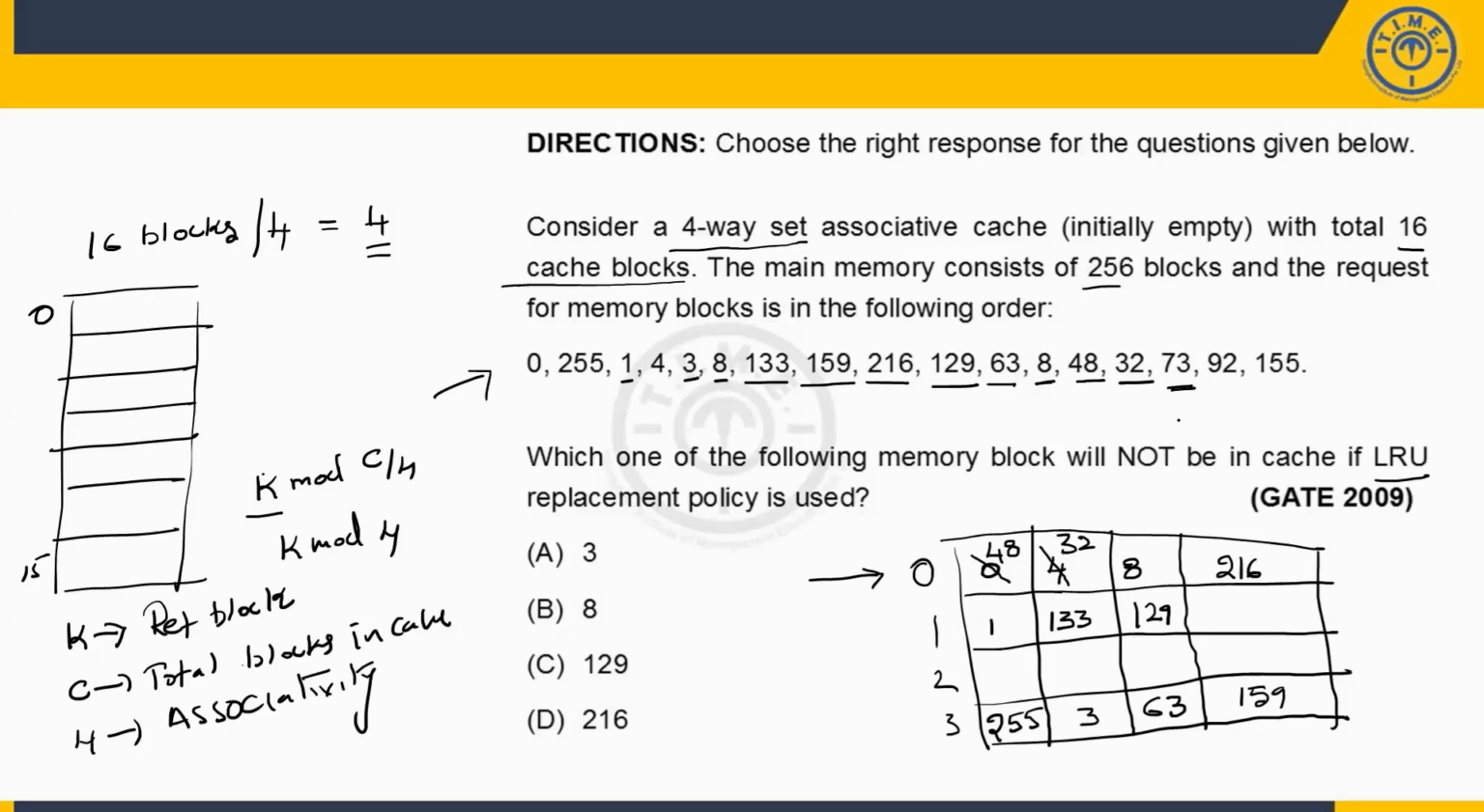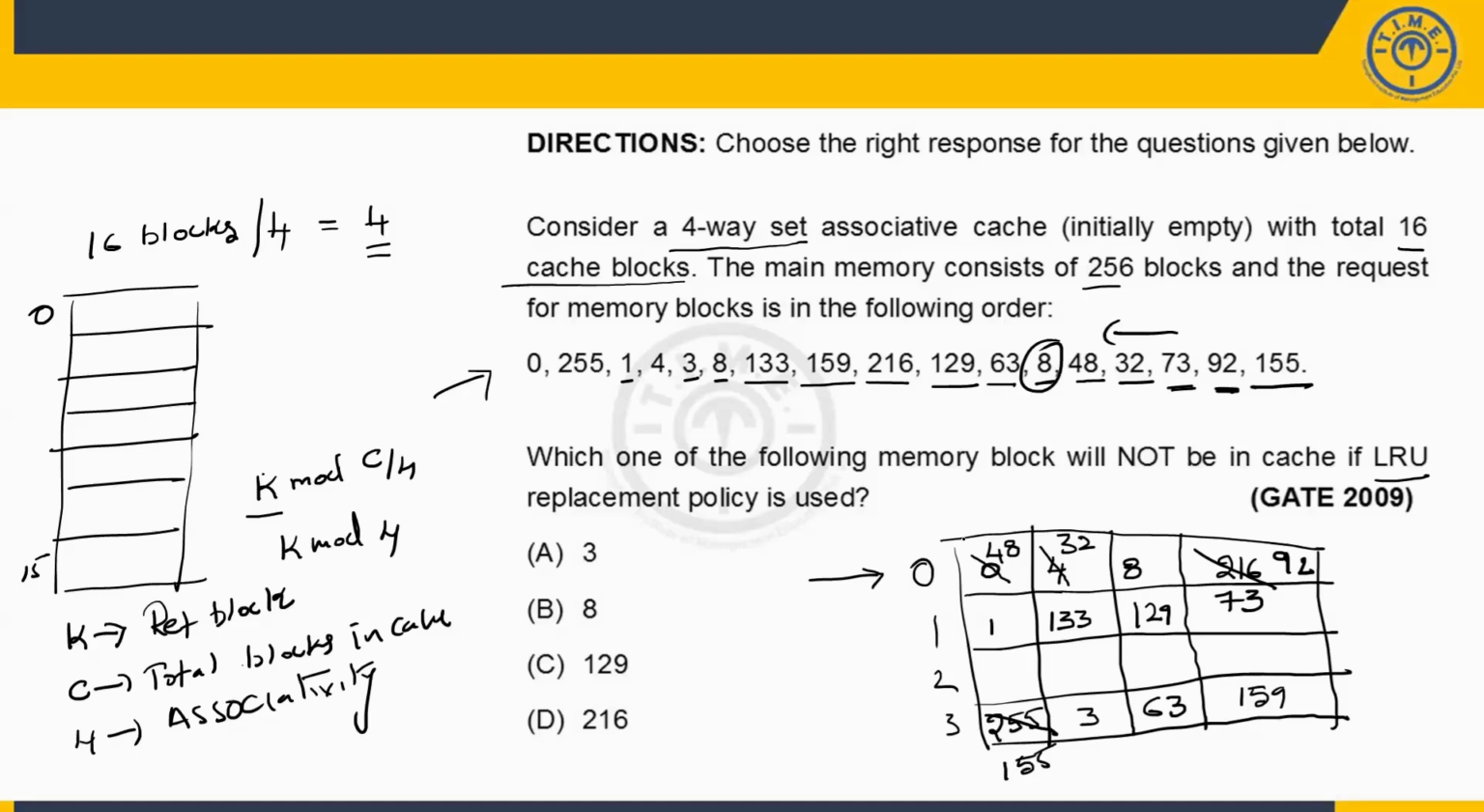Then 73. 73 is mapped to 1. Then 92. For 92, here's the trick. 92 also is mapped to 0, and we need a replacement policy. But most people, going by the sequence, will end up replacing 8. But 8 cannot be replaced because, when you look back, 8 is the most recently accessed one as compared to 216. Now 216 must be replaced. 216 will be replaced by 92. Then 155. 155 is going to replace 255.